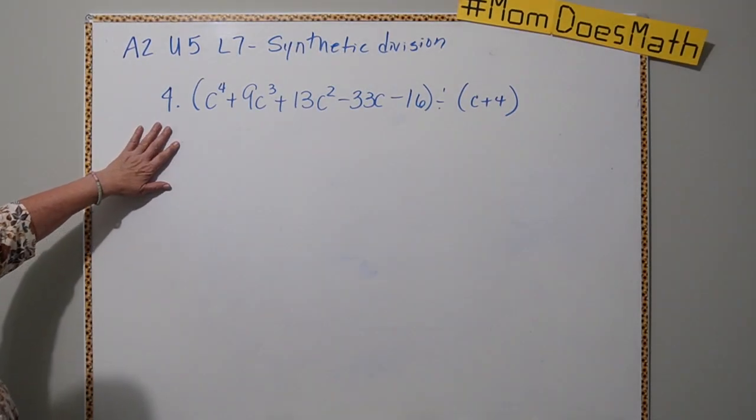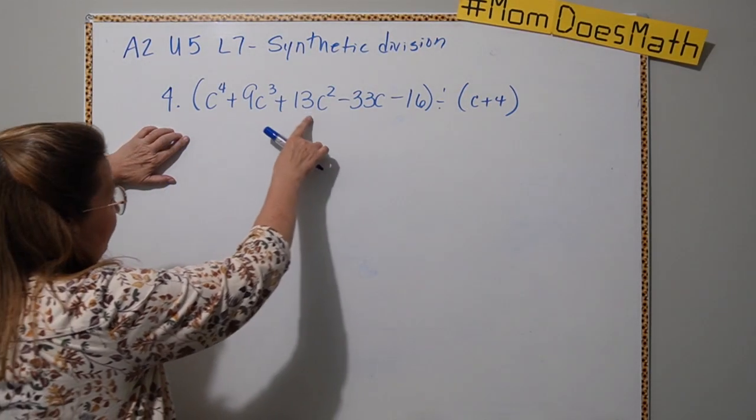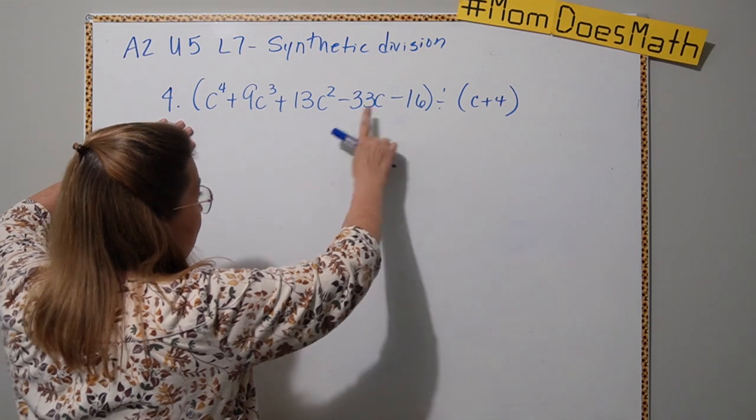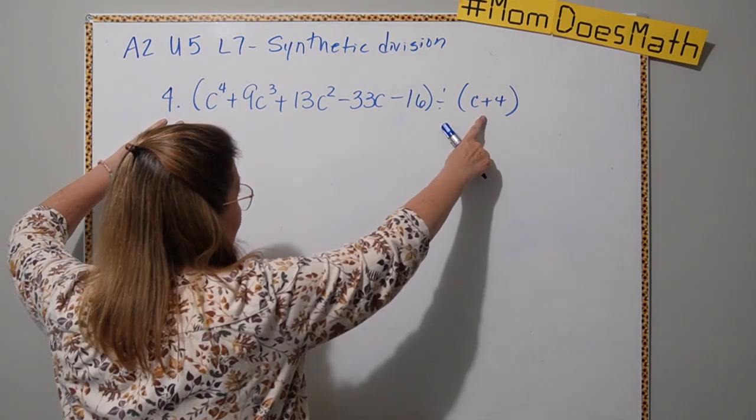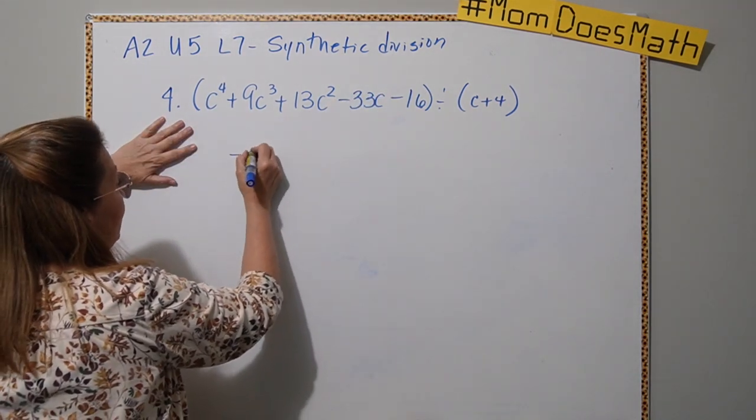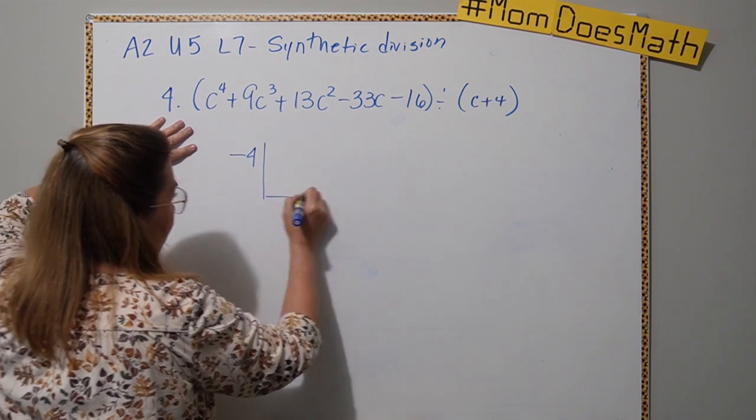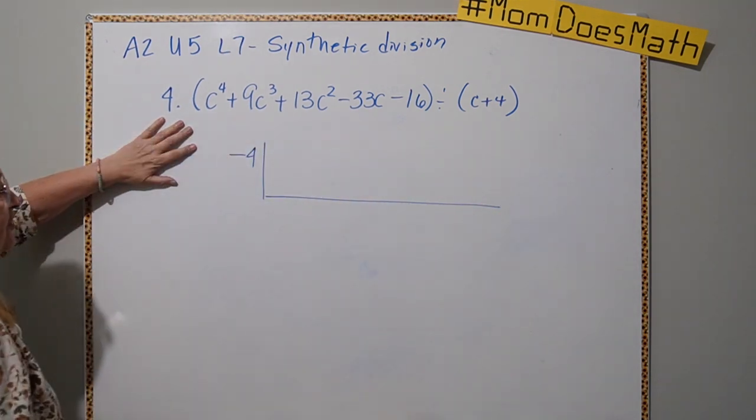Okay, for number 4, I'm going to start. I check that I have no missing exponents, and I don't. And then I see that I have a plus sign here. So when I set my problem up, it's going to be -4. Okay, upside down division sign.